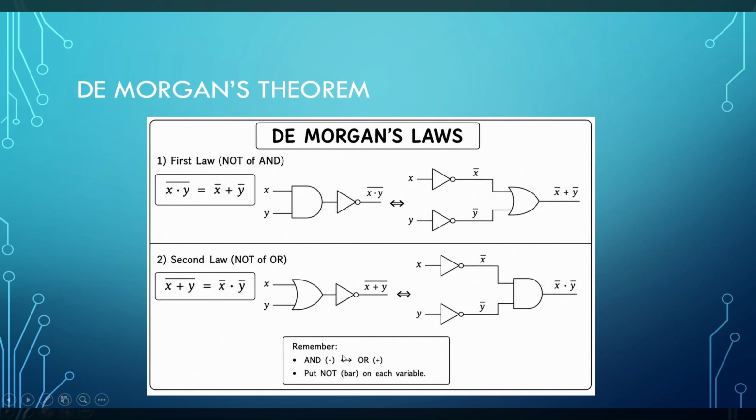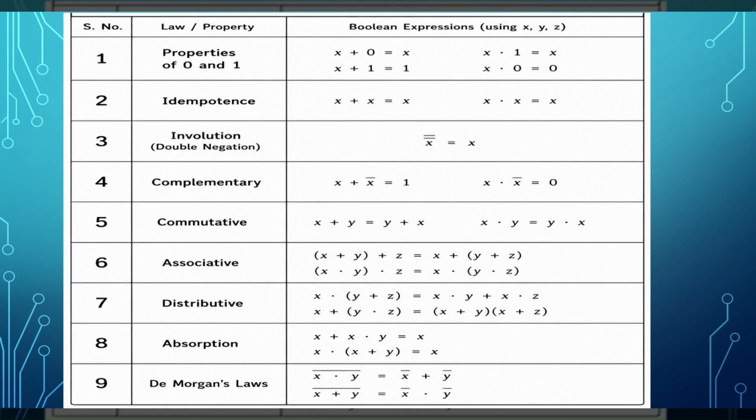Here I have given the trick to remember this. Convert AND, which is represented by dot, into OR, which is represented by plus, and then put a NOT bar on each variable. We have to break the bar and change the sign. So this is De Morgan's law, very, very important.